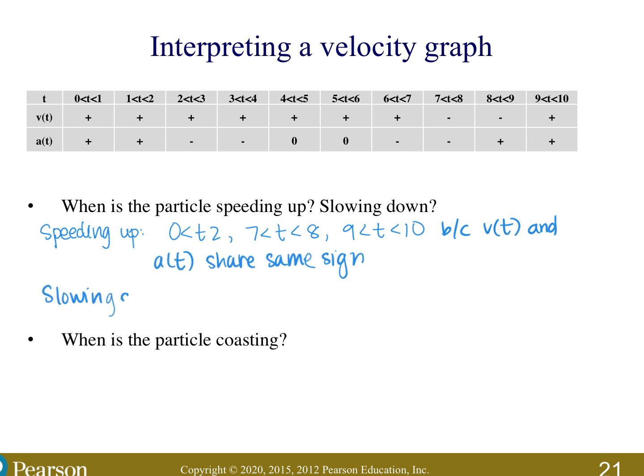All right, Bosco, you want to do slowing down? Yes. 2 to 4 and 6 to 9. 6 to what? 9. I don't think so, because we just said that it speeded up during 7 and 8. Oh, so it could be 6 to 7. Anywhere else? And 8 to 9. There we go.